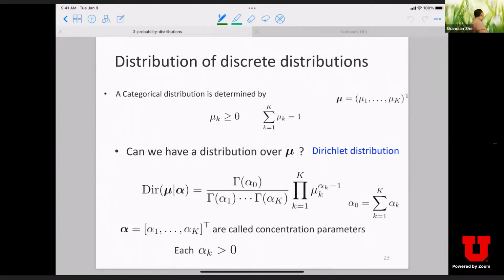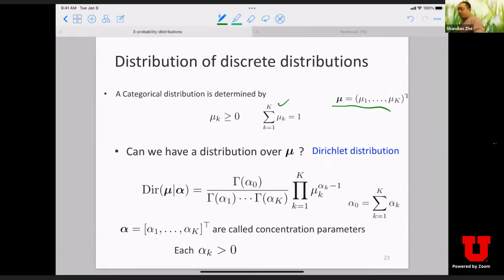So now let us consider the discrete distributions. We know that in general, if we have a big K possible values, we can parameterize the probability density for a categorical variable with the categorical distribution. So a natural question is, can we also assign a prior distribution over this probability vector that parameterizes a categorical distribution?